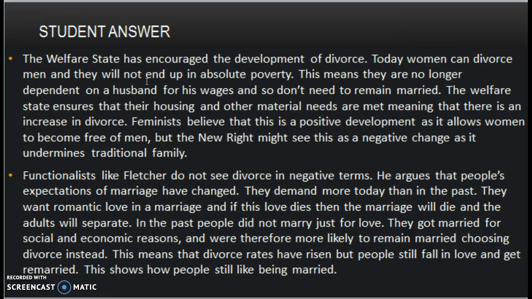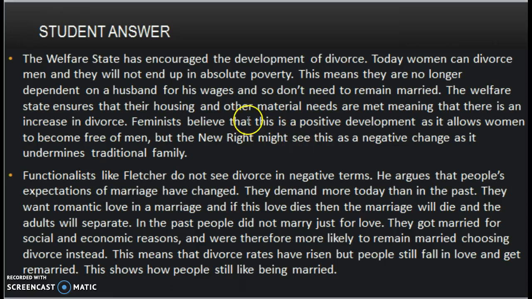They were doing the expressive role, they did not have their own income, so they were very much dependent on their husbands. So this student explains that, and does it in the next couple of sentences. This welfare state ensures that their housing and other material needs are now met. So we've now got an alternative to marriage, which might lead to a rise in divorce. Then this student does a little bit of analysis. Feminists believe that this is positive. It's allowing women to become free of men, but the new right might see this as a negative change because it's undermining the traditional family.